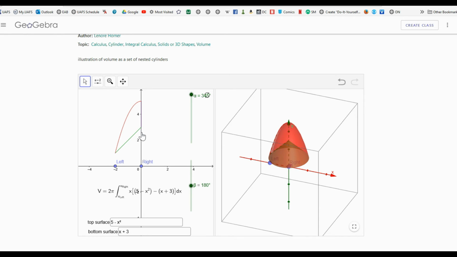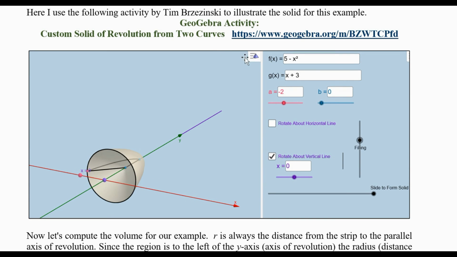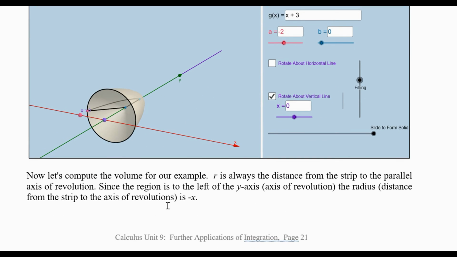The bowl looks like a funnel sitting on the top, just a cone right there, and then the other part is more rounded. Okay, so that's kind of what we're looking at, and I think I used a different application for this one here. There's a link to it to get this one. Okay, so now let's compute this volume.